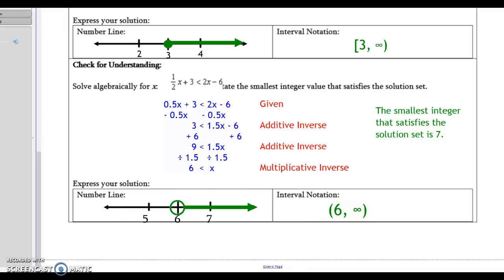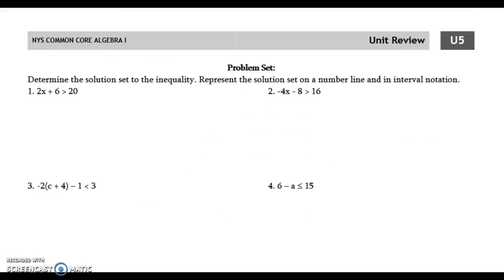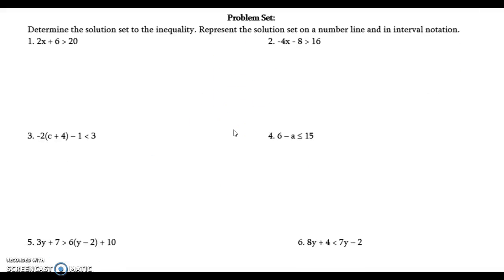an answer. So I'd like you guys to move on to the problem set, and I'll allow you to take a look at the problem set for a moment here, and then I will unpause the video and give you the correct answers. So here are the problems that I'd like you to do. Pause the video now.